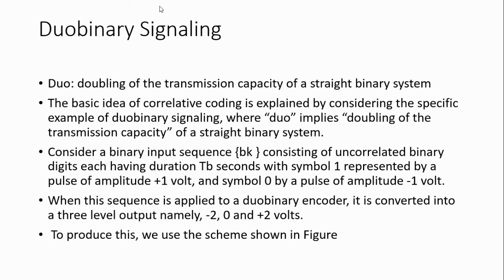First, correlative coding is binary signaling. In duobinary, it means doubling of the transmission capacity of the straight binary system. The basic idea of correlative coding is explained by duobinary coding. The input binary sequence Pk consists of uncorrelated binary digits with duration Tb, where symbol 1 is represented as +1 and symbol 0 is represented as -1. The sequence is applied to the duobinary encoder. It is converted into a 3-level output: -2, 0, +2.